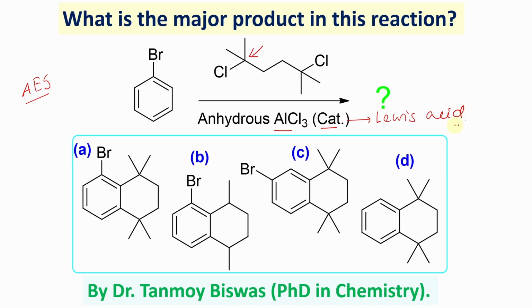So what can happen? Actually, we have studied previously that this bromobenzene is ortho-para orienting but deactivating. How? So one of the lone pairs can go there and you can draw.